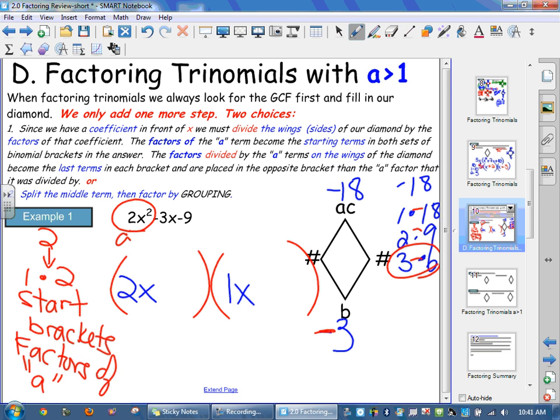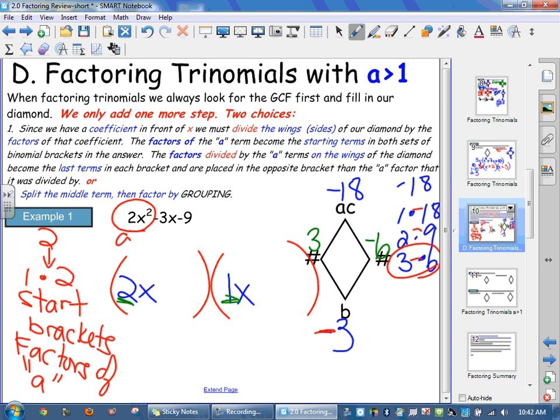Now, before with our trinomials, we would just stick that 3 and the negative 6 in our brackets. We can't yet, remember, because we've got to divide them by the A value. So I've got an A value of 2 and I've got an A value of 1. Which one is going to divide by the 2, the 3 or the 6? The 6, good. If I divide the 3 by the 2, I get a decimal, and you can't get decimal answers when you divide them. So I'm going to divide the 6 by the 2 and the 3 by the 1.